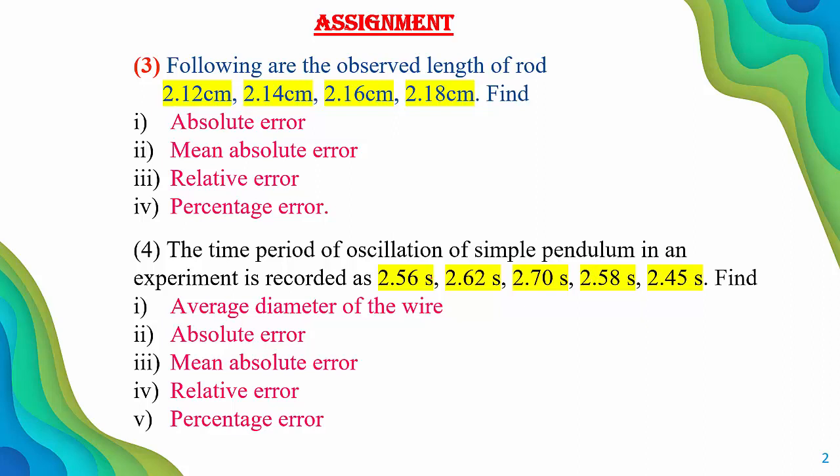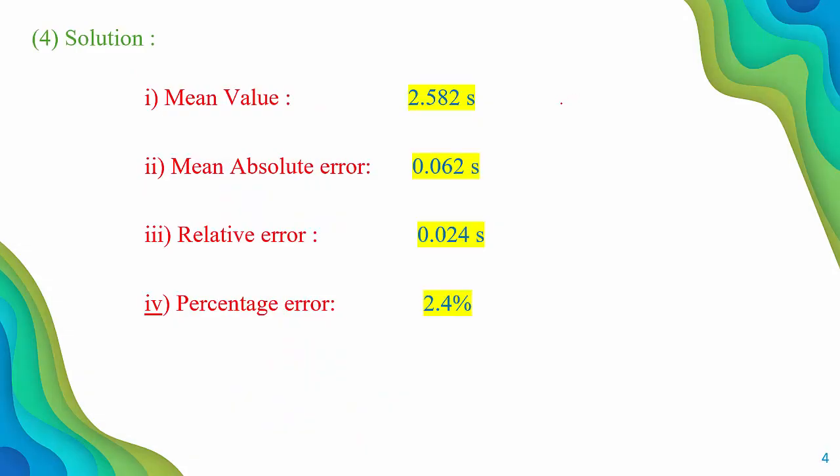Here we have to calculate average diameter, absolute error, mean absolute error, relative error and percentage error. You already solved the third question. Similarly, you can solve the fourth question. Now I am going to give you directly the result of the fourth question. You can observe the fourth question.